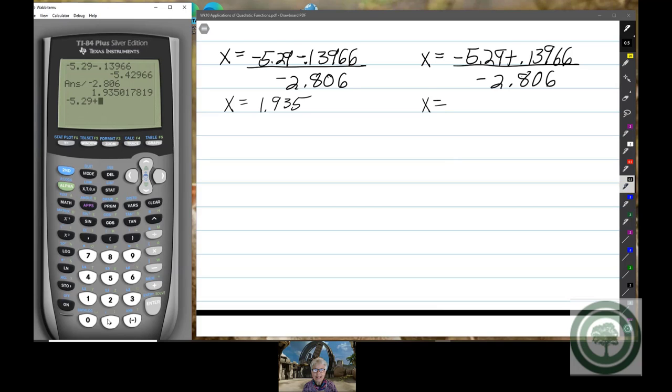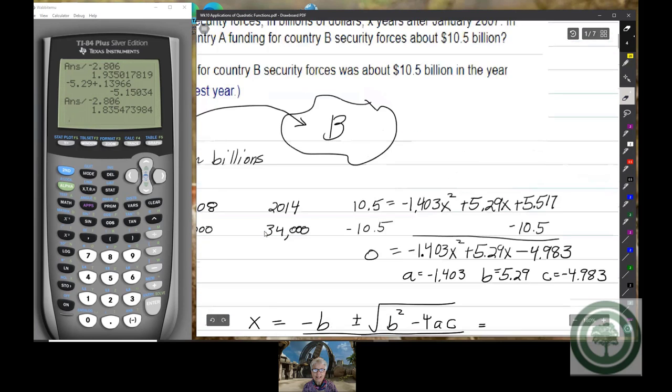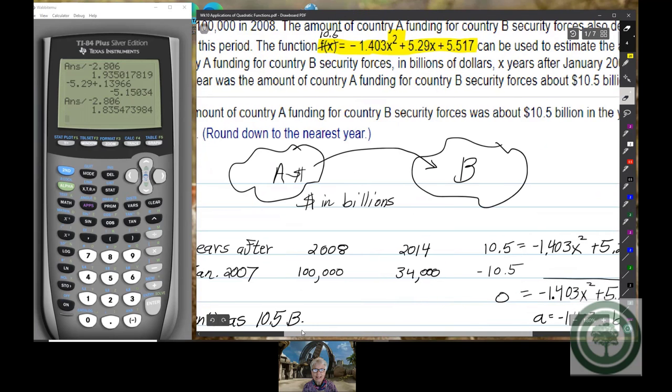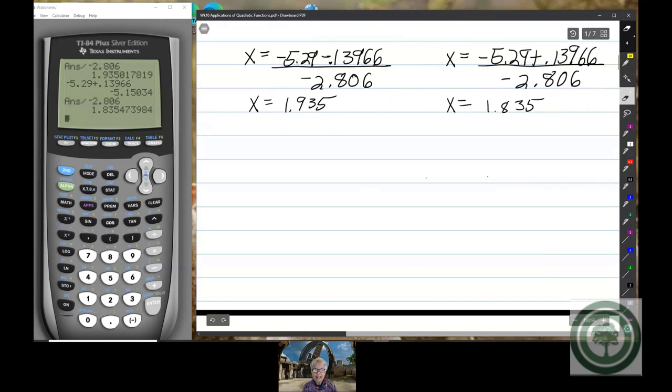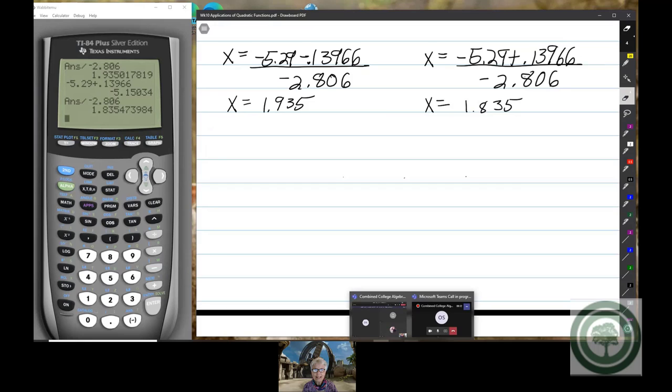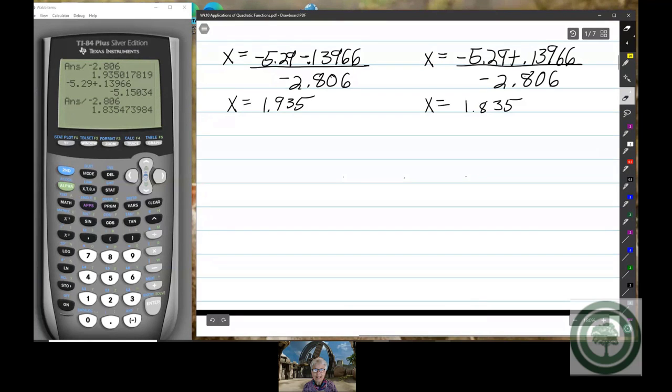5.29 plus 0.13966. Enter, divide it by negative 2.806. And this is 1.835. The instructions say round down to the nearest year. So we're not going to round up. As weird as it is, we're going to round down. So X equals 1 for both of these.